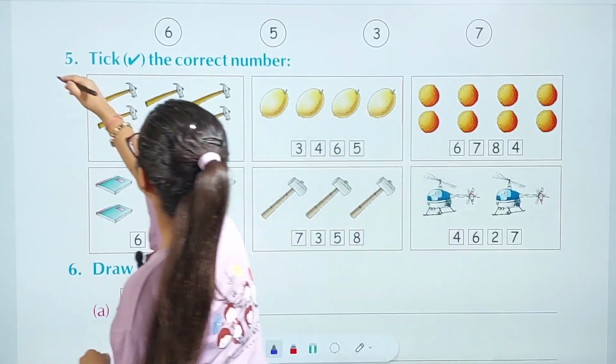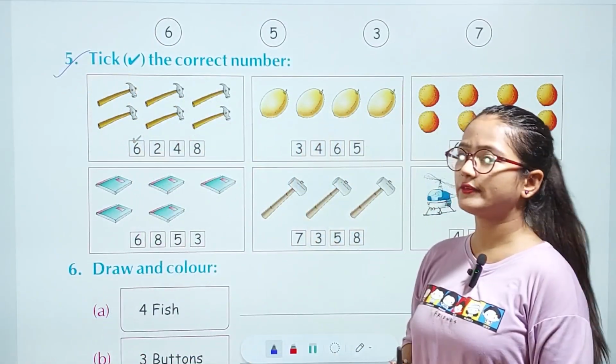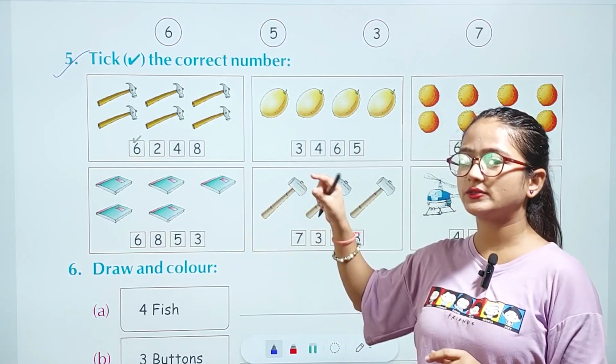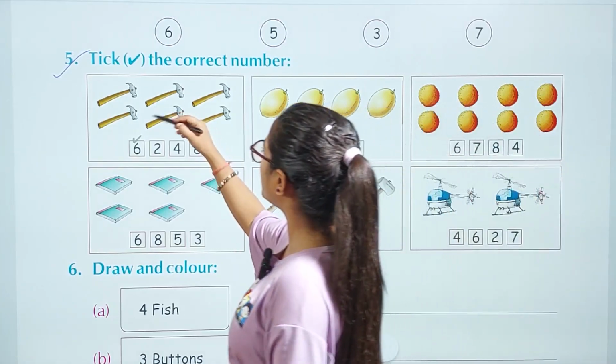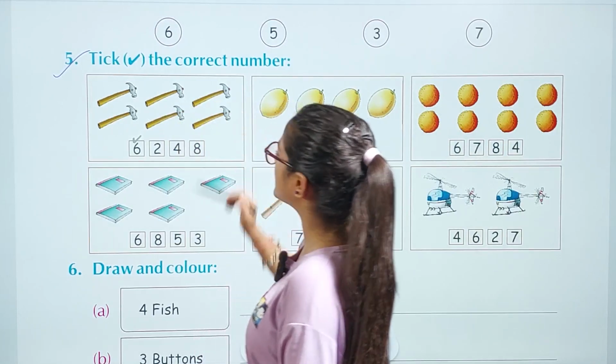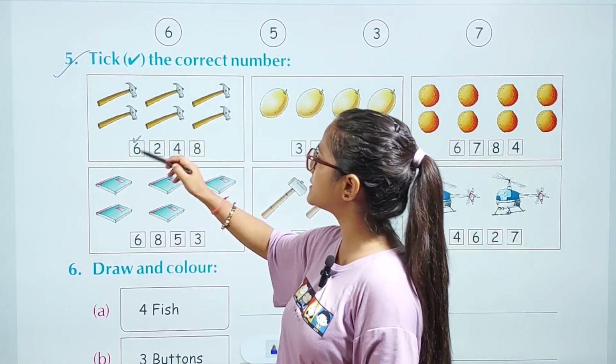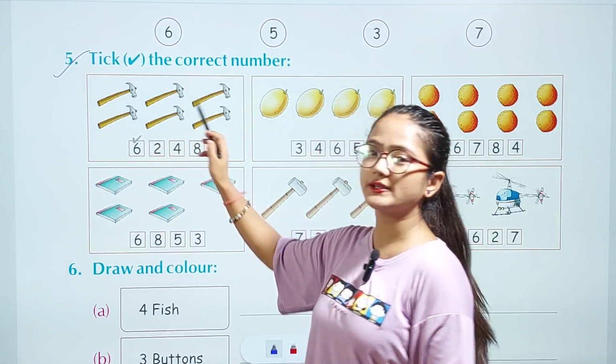Now the next question is take the correct number. You have to first count the figure, count the number of figures, and then you have to take the correct number. Okay. So how many hammers are there? 1, 2, 3, 4, 5, 6. 6. So as you can see here, it is already ticked in the 6th number.